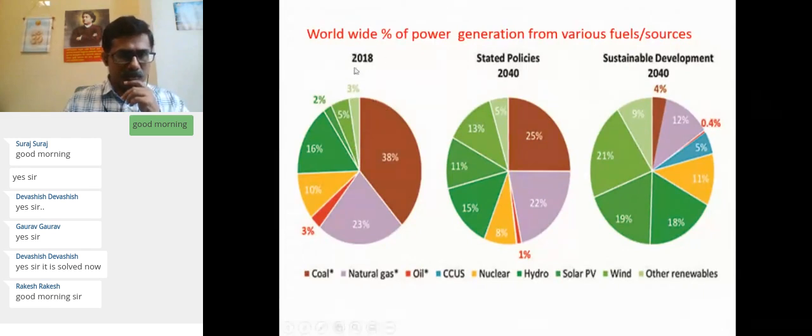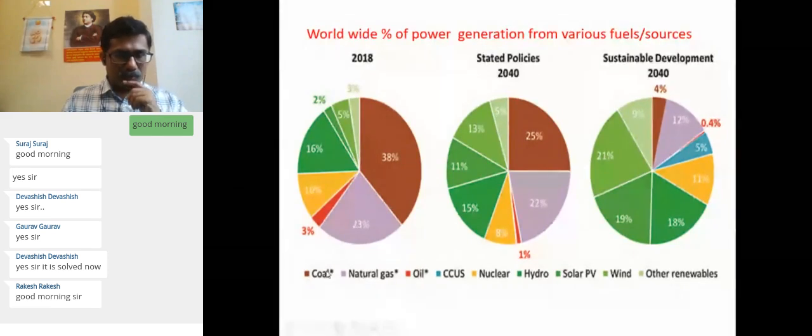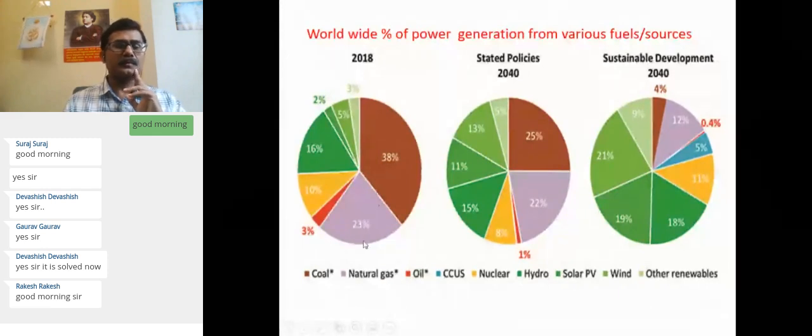So as far as this 2018 pattern is concerned, which is shown in this particular pie chart, you can see that the major contribution, the largest share, is 38%, which comes from coal. Across the globe, whatever the total electrical energy that is generated, it is still on account of the consumption of coal. 38% of the energy is consumed by coal.